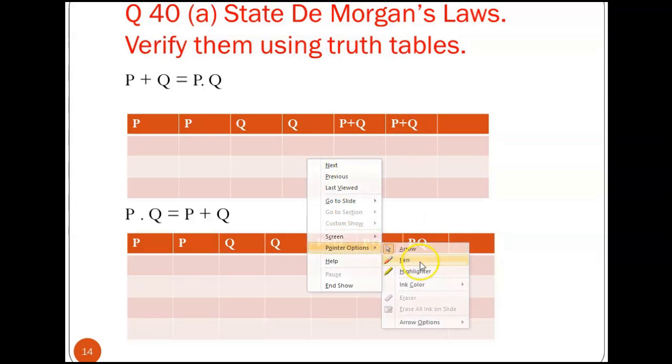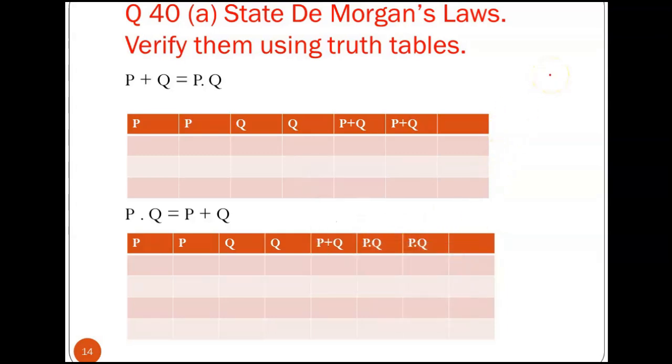Again, I am saying these questions are based on the chapter content. So if you are not clear with the chapter content, you will feel a little uncomfortable doing these questions. Better you make yourself comfortable with the portion, with the laws, with the algebraic proof and the truth table, and then you can go directly to the questions. Okay, so this is question number 40.